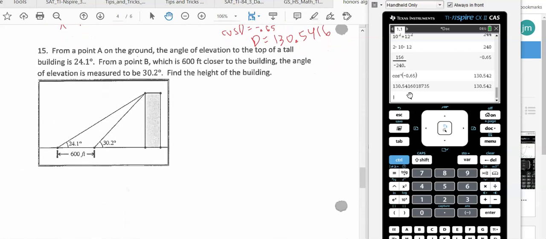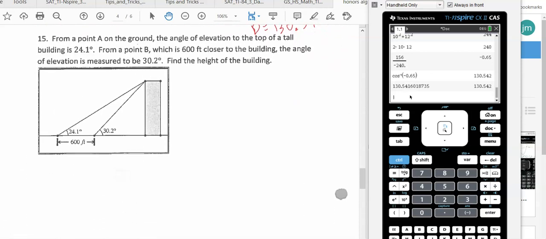Wow, only 15 problems. That means each one's worth kind of a lot on the test. Okay, so be aware of that. You want to get each one of these. So from a point A on the ground, well, it's got it pretty much drawn there. Find the height of the building.